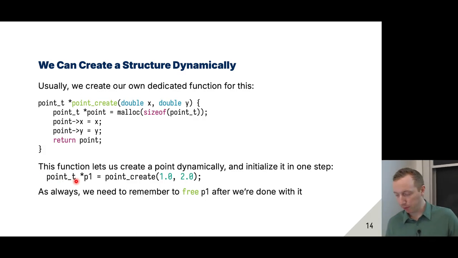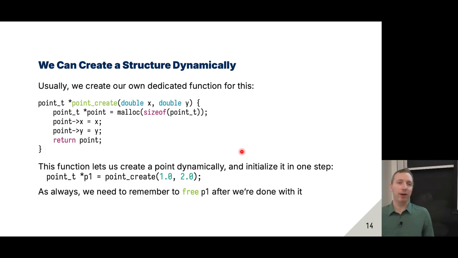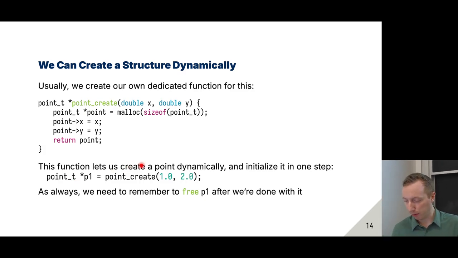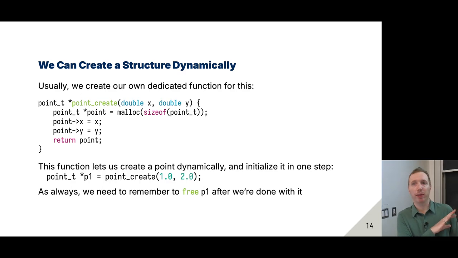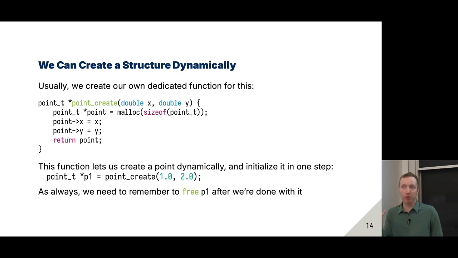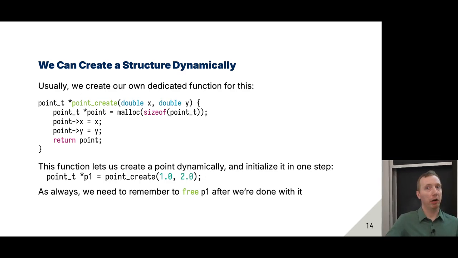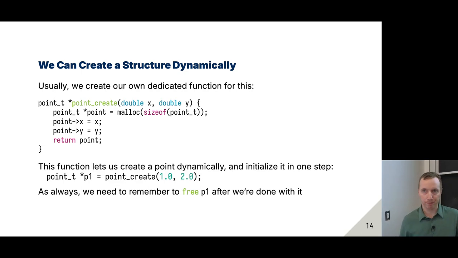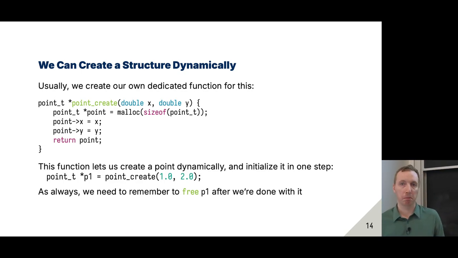So to create p1, I could just do point_t pointer called p1 is equal to point_create one and then two. And then as always, if I malloc something, I have to remember to free it. So I would have to remember to free this when I am done. So any questions about that function and what it does? So that should just create a point for us somewhere in the heap. We go ahead and we set its fields to just equal whatever we got from the arguments.